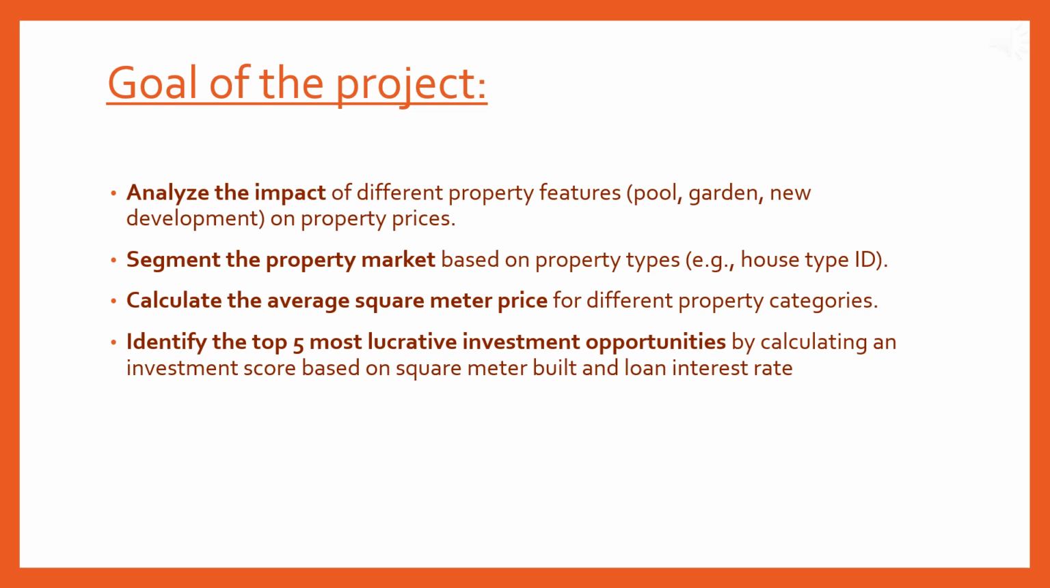Now we will see the goal of the project: to analyze the impact of different property features such as pool, garden, new development on property price. Then segment the property market based on property types such as house type ID. Then calculate average square meter price for different property categories. Then identify top 5 most lucrative investment opportunities by calculating an investment score based on square meter built and loan interest rate.